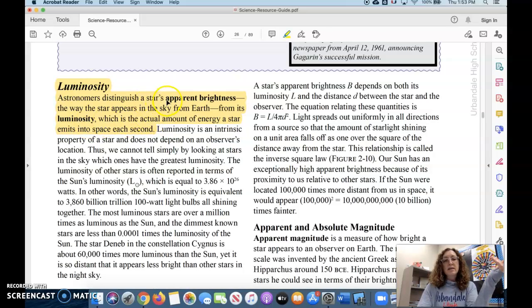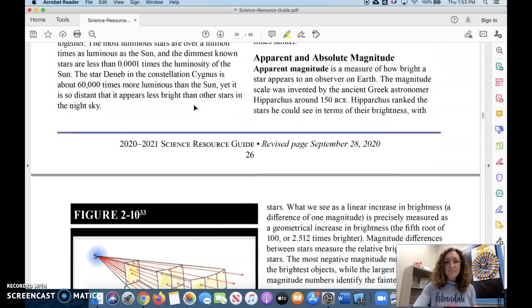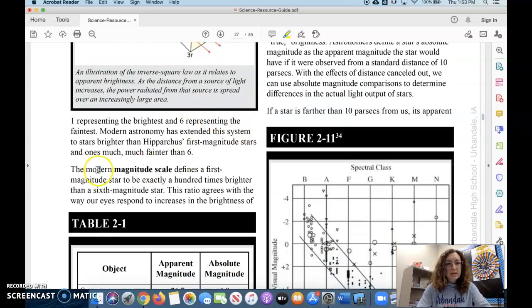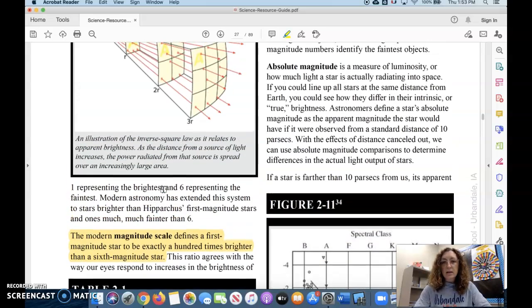Where you're at determines its apparent brightness. Obviously, it's going to look a whole lot brighter if you're on the star itself than if you're here on Earth. So that's the difference between apparent brightness and luminosity. Dropping down to the magnitude scale. This is a scale used to measure the brightness of a star. Absolute magnitude is the measure of luminosity that the star is actually radiating into space.